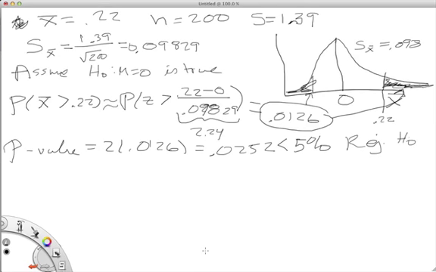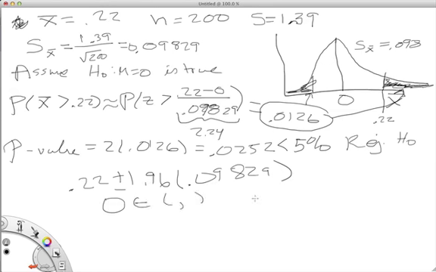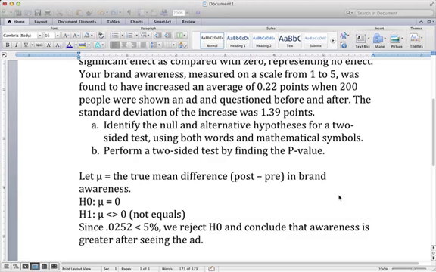One more thing. We could also do this with the confidence interval approach. The confidence interval approach would say find the confidence interval. So the confidence interval is 0.22 plus or minus 1.96, or 2-ish, times the standard error, 0.09829. You'll note that this confidence interval does not include 0. So 0 is not in the confidence interval, which tells us the same thing: reject H naught. So that's it for this problem.